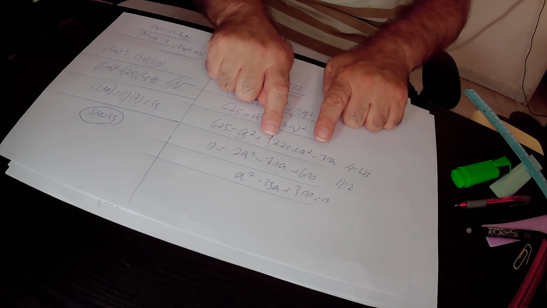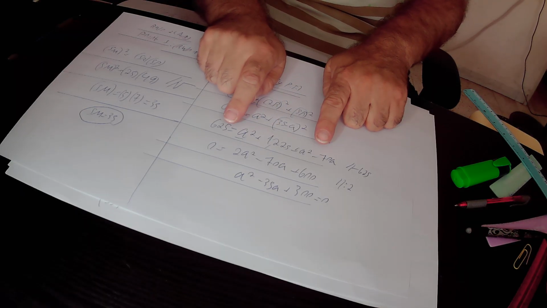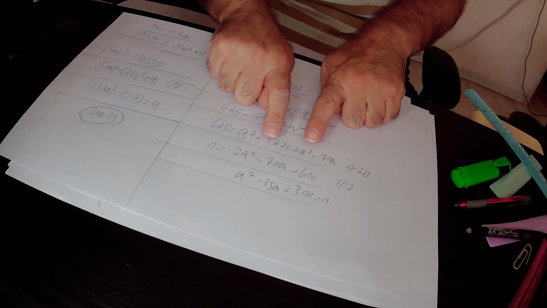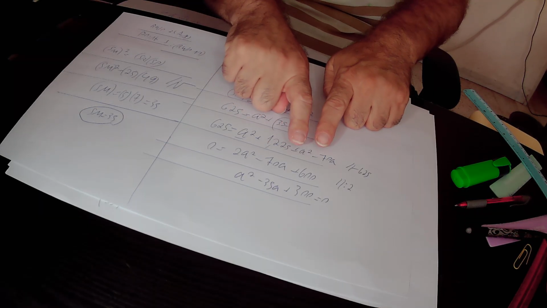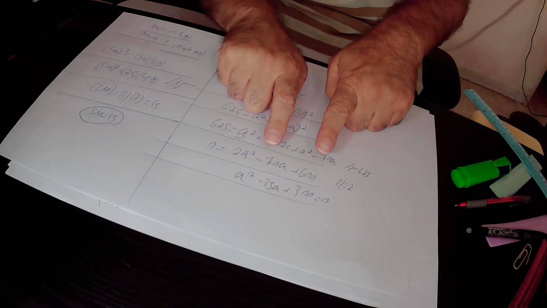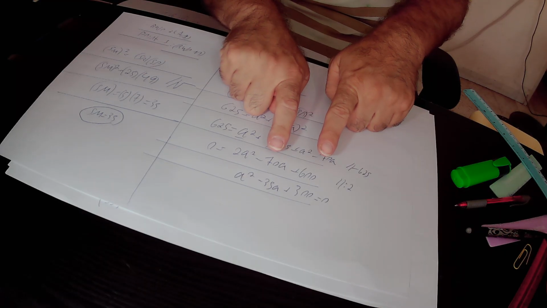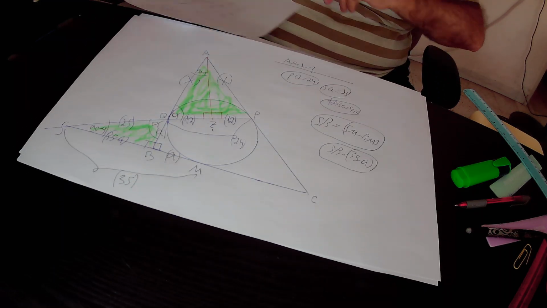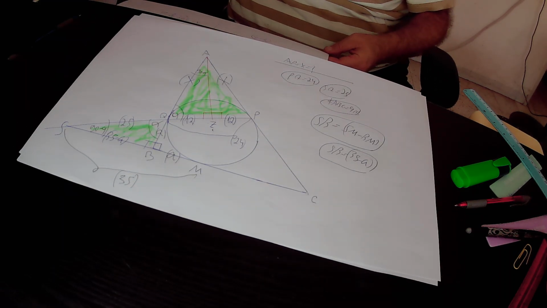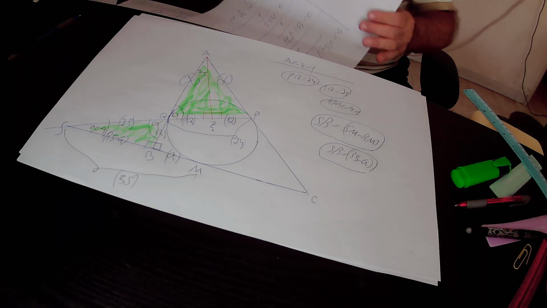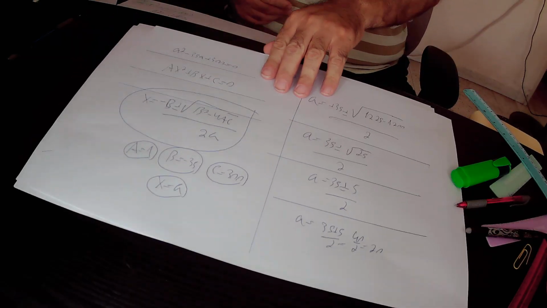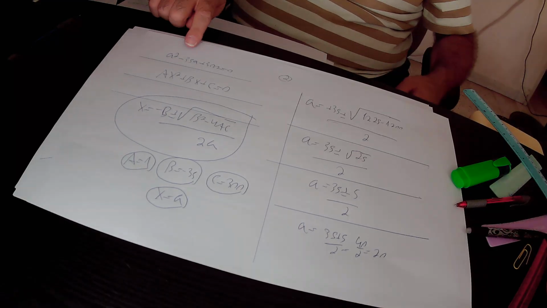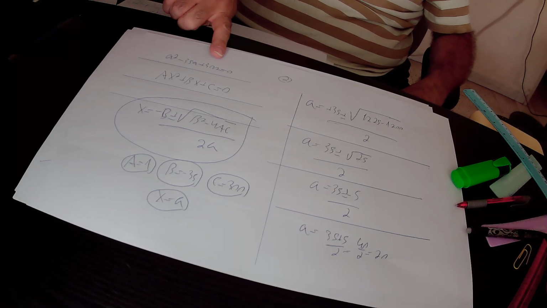Here we divided this equation by 2 and found that 0 over 2 is 0, 2a squared over 2 is a squared, the linear term over 2 is halved, and 600 over 2 is 300. So in total we find that a squared minus 35a plus 300 equals 0.